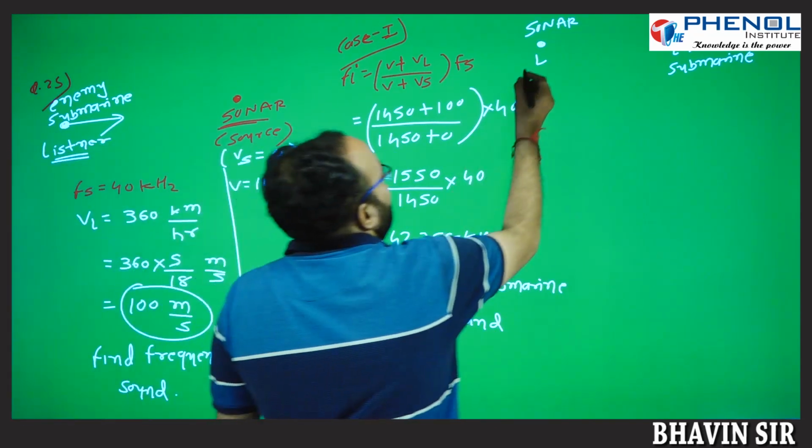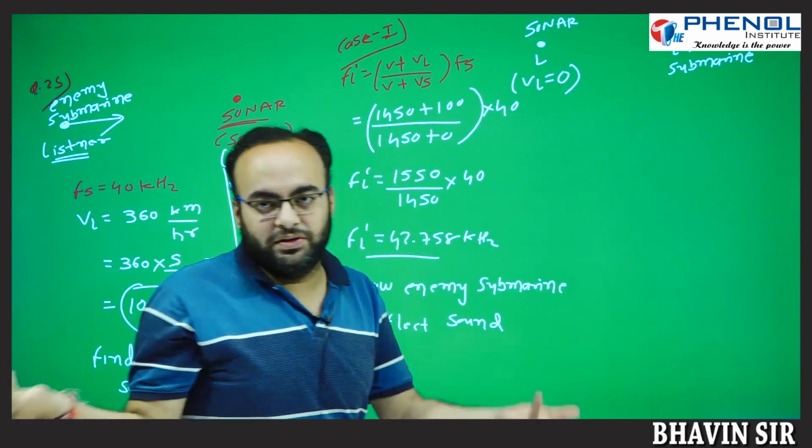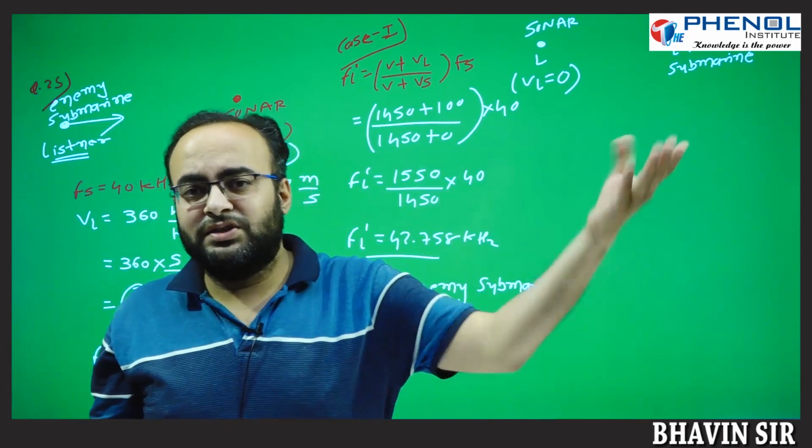Okay, so students, see, the sonar submarine is stationary. So now the speed of listener is 0, because now what is the listener? Sonar.